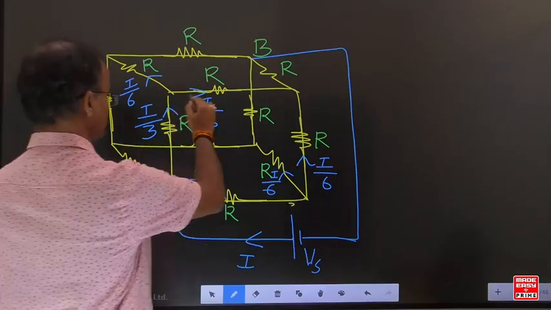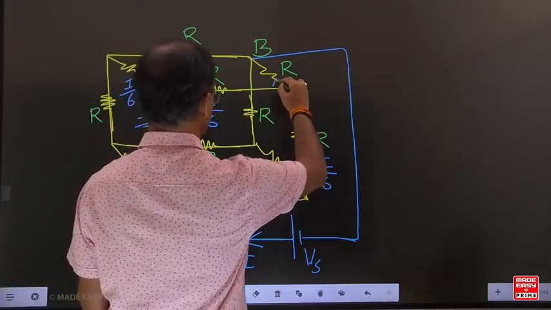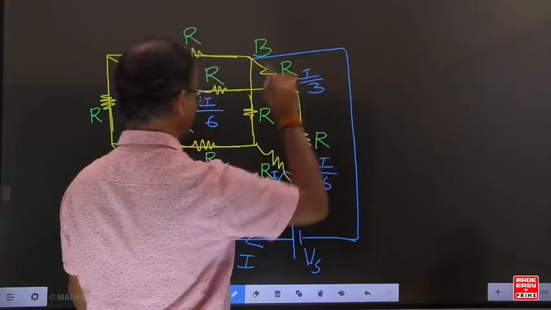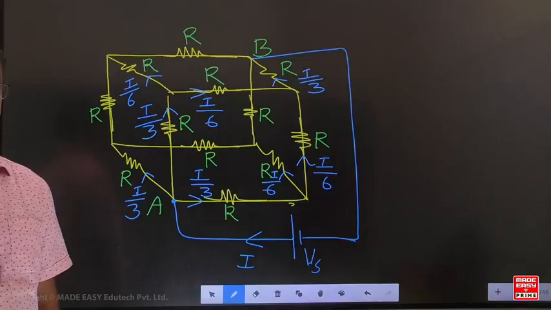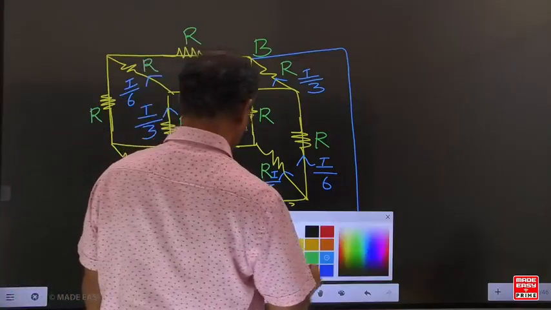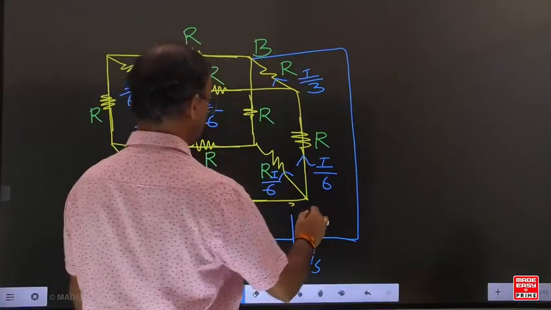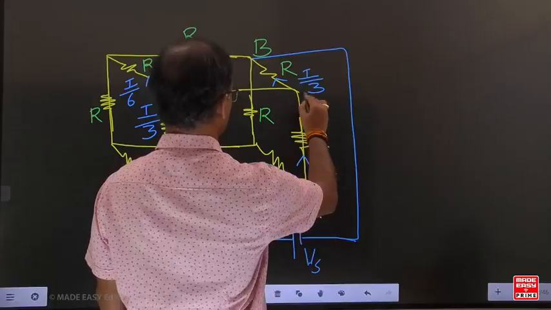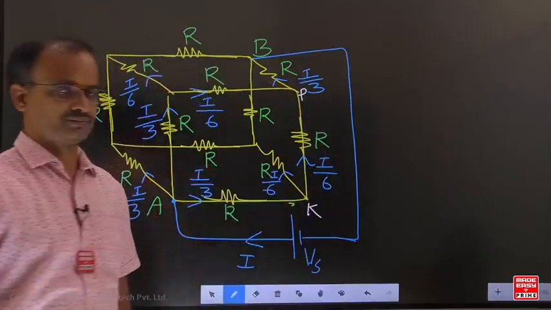Again observe carefully. This I by 6 is coming, so what is the current of this one? How much here? I by 3. The current of this one is I by 3. Then for this particular example, give some names. Give some name as K, give some name as P.